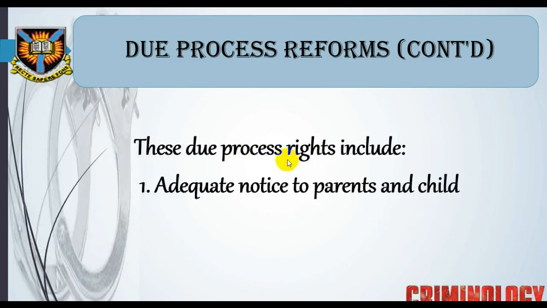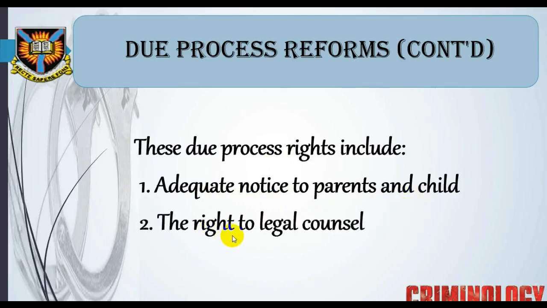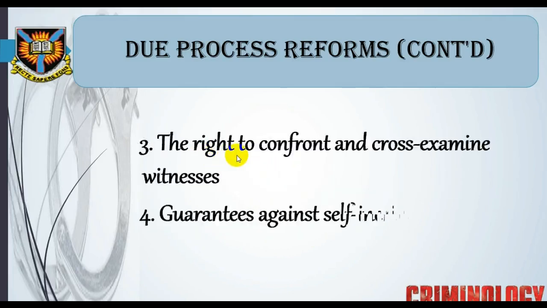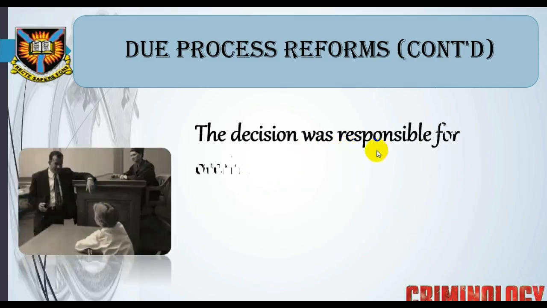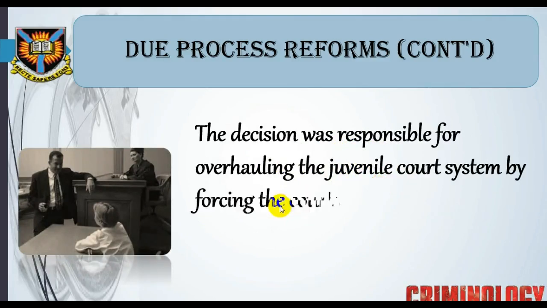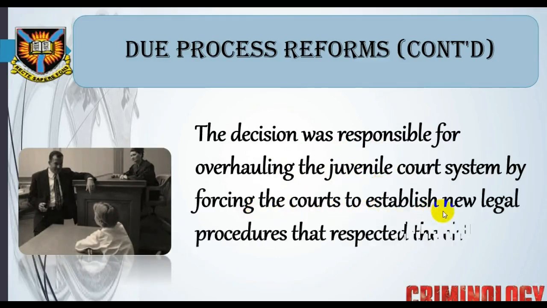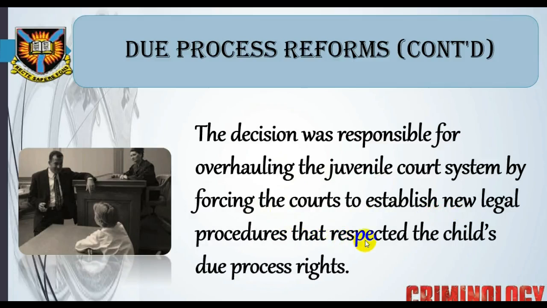These due process rights include: 1. Adequate notice to parents and child. 2. The right to legal counsel. 3. The right to confront and cross-examine witnesses. 4. Guarantees against self-incrimination. The decision was responsible for overhauling the juvenile court system by forcing the courts to establish new legal procedures that respected the child's due process rights.